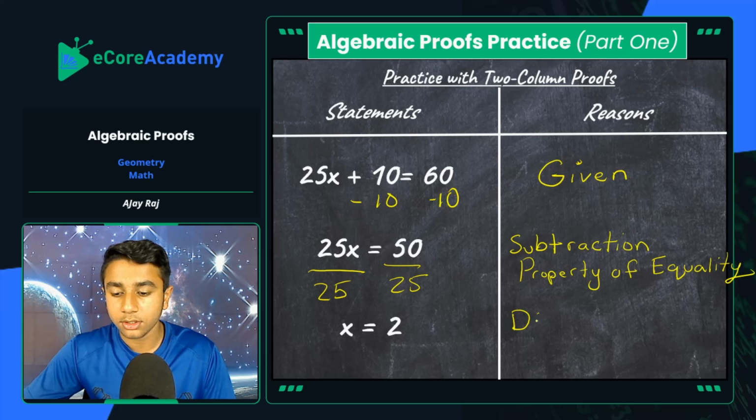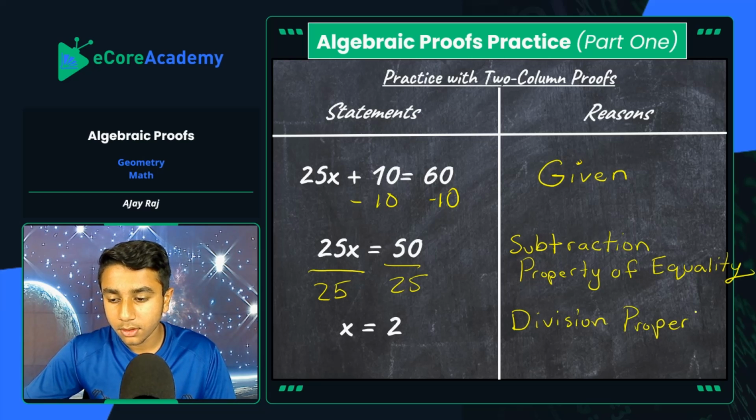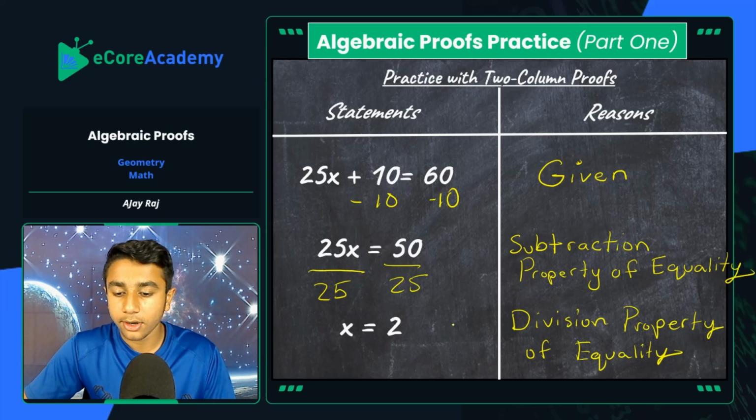So, division property of equality. I'll just draw a little arrow so that you know exactly what I'm pointing to.